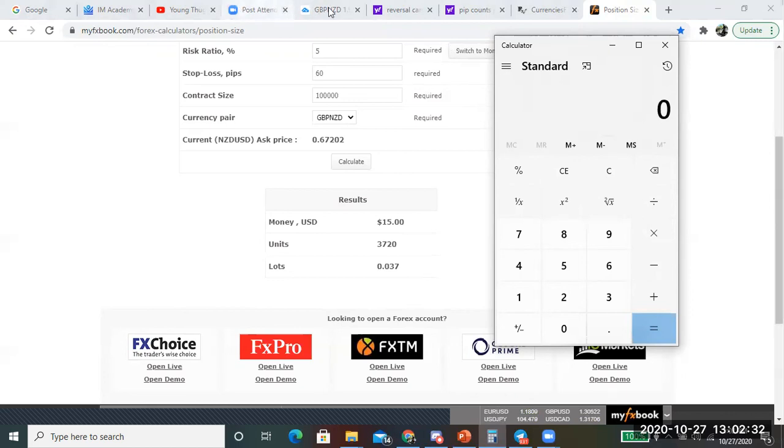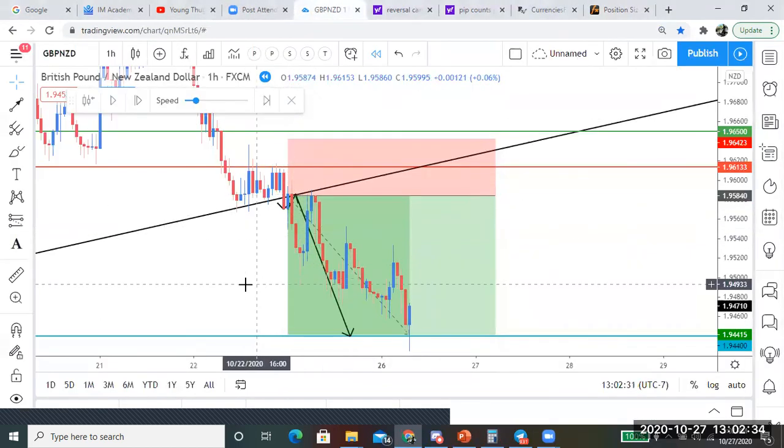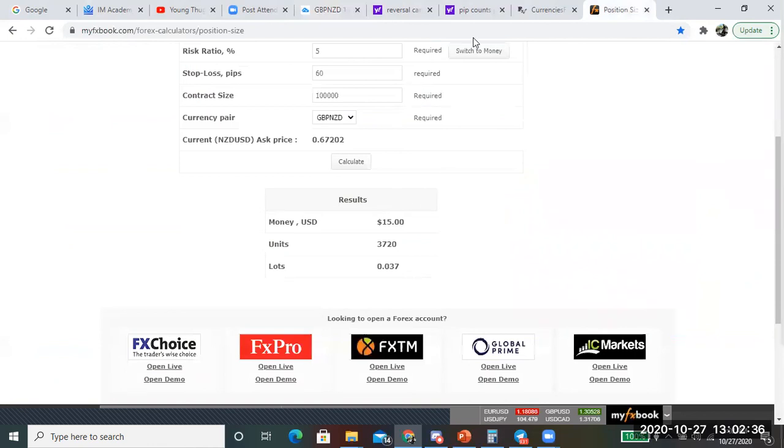So I want to make sure I show you guys break and retest. This is how you calculate your stop loss, okay?